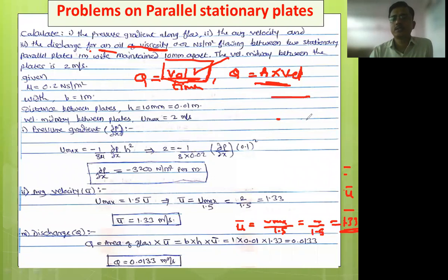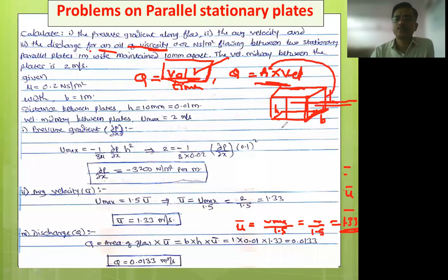See, this is one plate, this is another plate. This height is given to you, h. Okay, and they have given the value of the width of the plate. So the area between the plates we can find easily. This is the area, means this width multiplied by h. Okay, b into h, you will get the area of flow, and that area of flow is A, and this v is nothing but the average velocity u bar. If you put this value here, you will get the discharge.